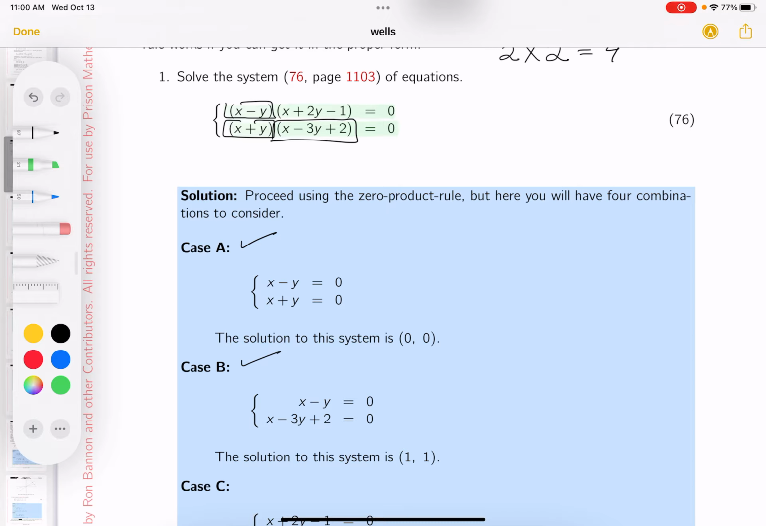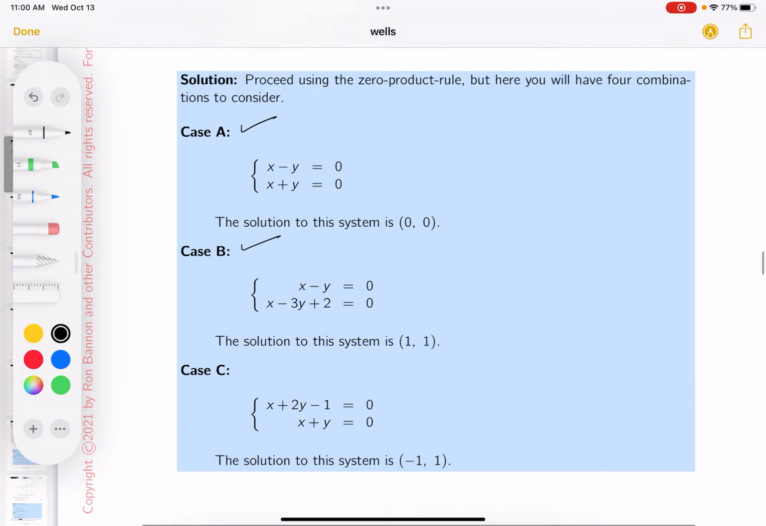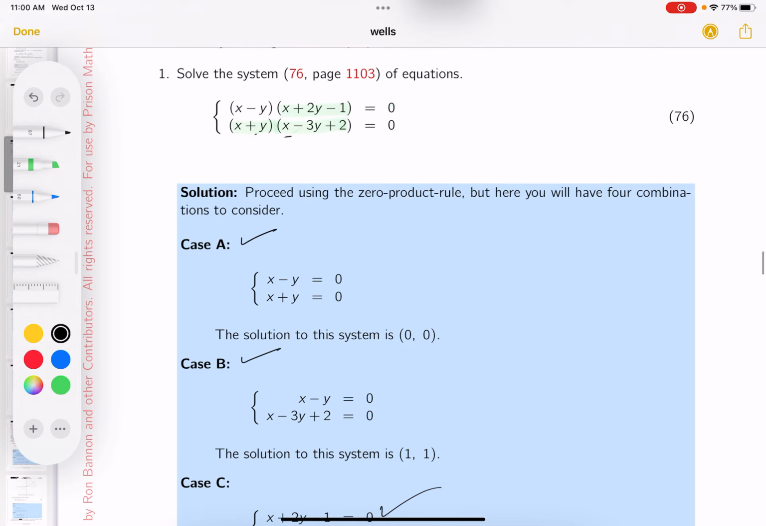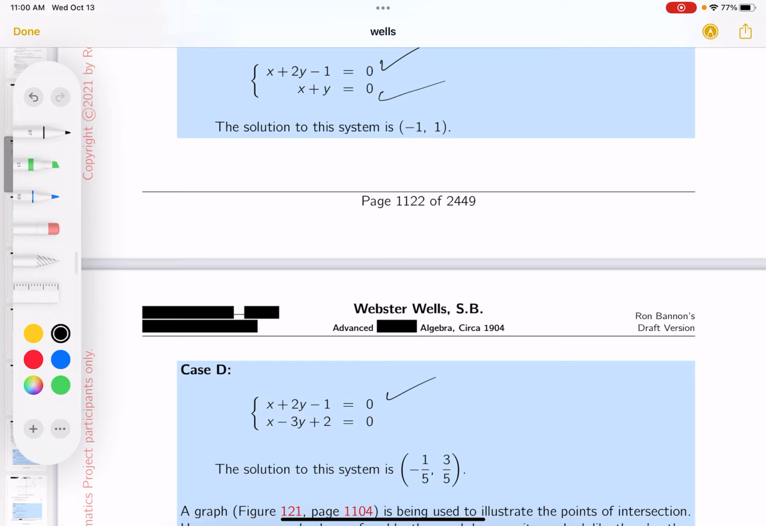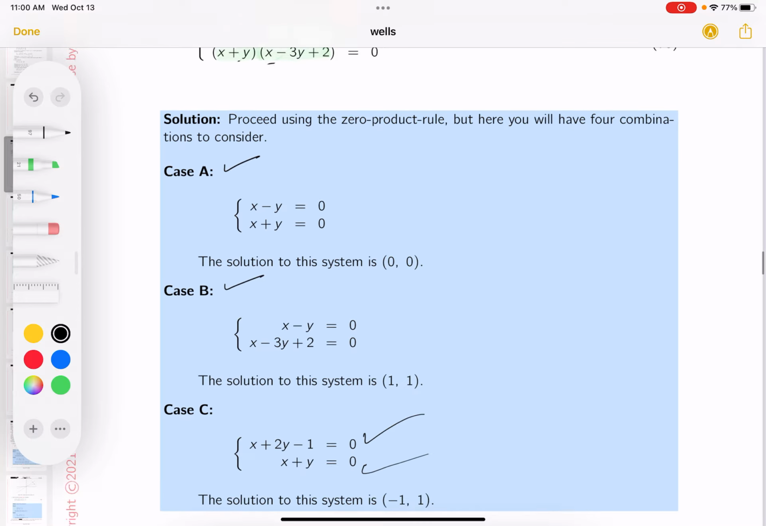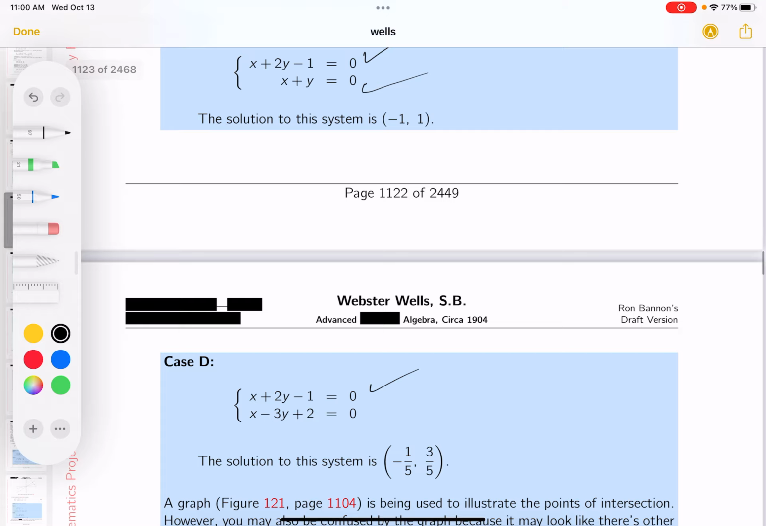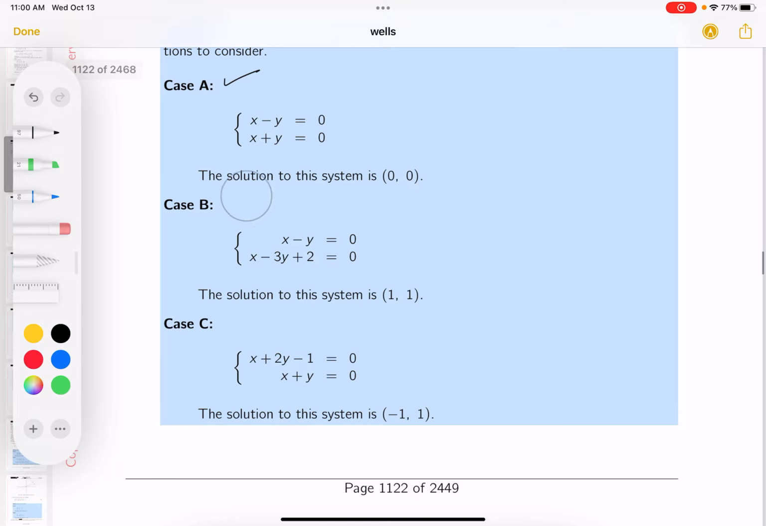Let me get my eraser out. There are going to be 4 cases, by the way. They take this one and combine it with these two factors. That would be x plus 2y minus 1. They combine it with the x plus y, the first factor of the second equation. Then they take this x plus 2y minus 1 and combine it with the second factor, which is x minus 3y plus 2. All right? Let me get my eraser out, and there are 4 different systems for me to solve.